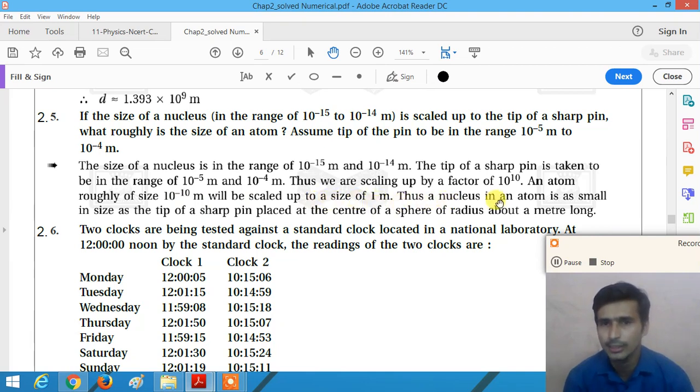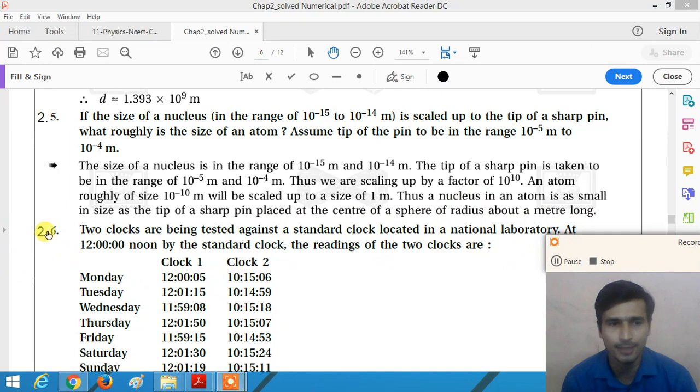So thus a nucleus in an atom is as small in size as the tip of a sharp pin placed at the center of a sphere of radius about a meter. So roughly, the size of the atom is about 1 meter.